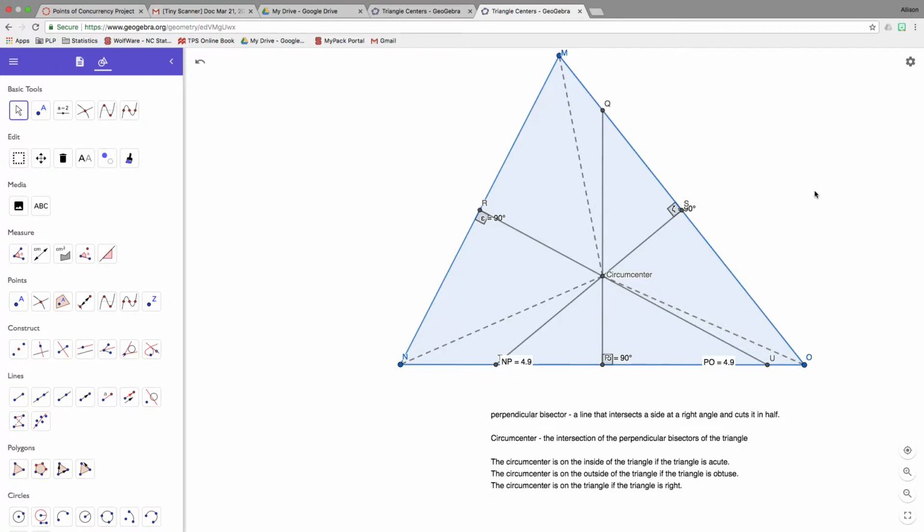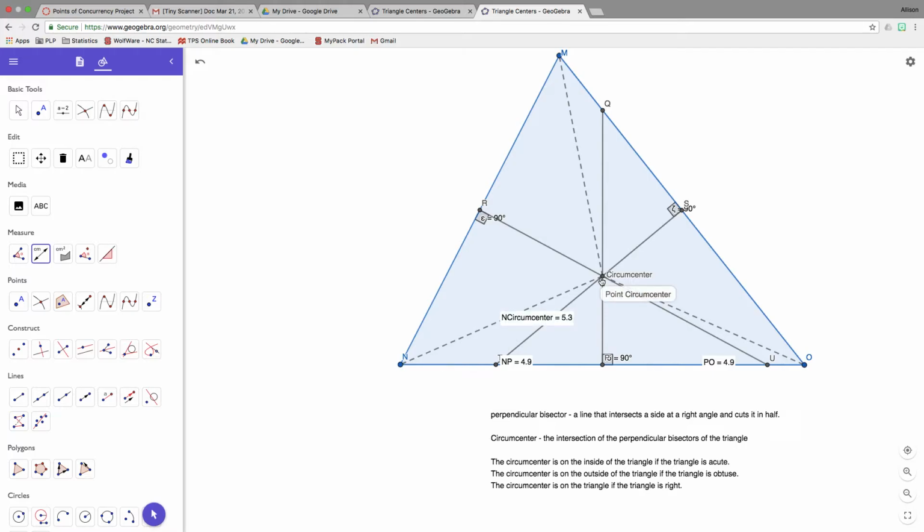So why do you think I did that? They're all the same length. Ashley has an idea that maybe she thinks these are all the same length. How could we test that theory? By measuring them. Yes, we can measure. So how do I measure a line segment? By clicking on the centimeter measure right here. Click the centimeter measure, click a vertex, and then the circumcenter.